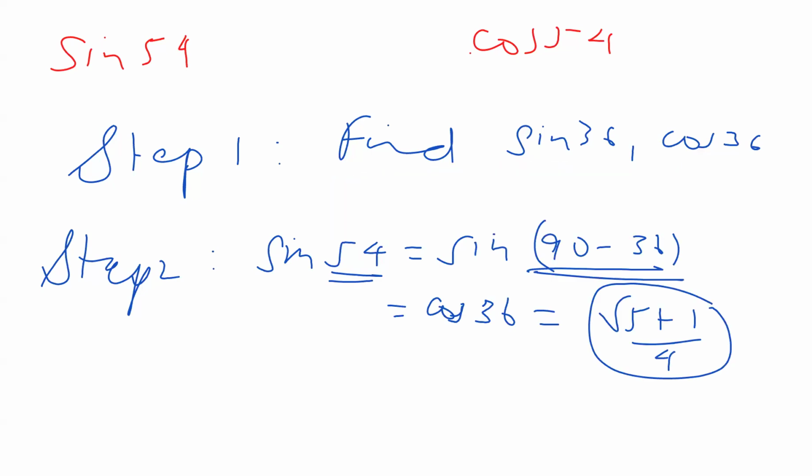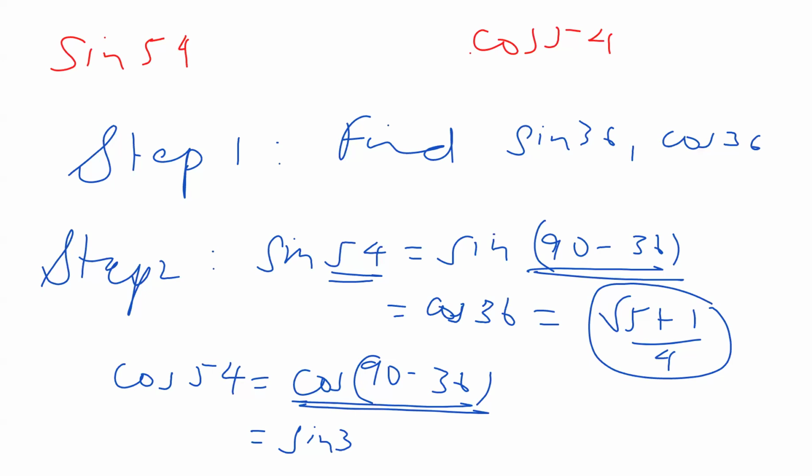Guys, am I making my point very clear over here? Yes or no? Then cos 54. 54 is 90 minus 36, and cos 90 minus theta is sine theta. Sine 36, and this value you'll get it over here. Root of 10 minus 2 root 5 upon 4.